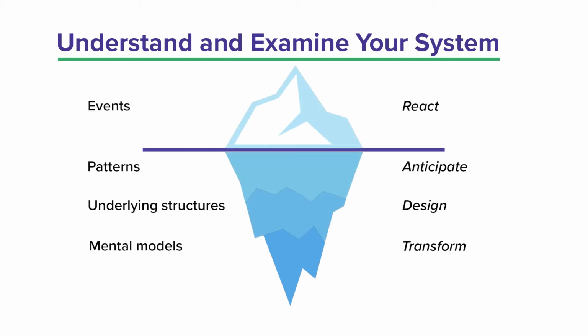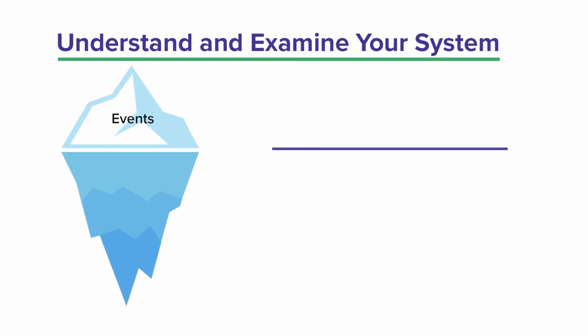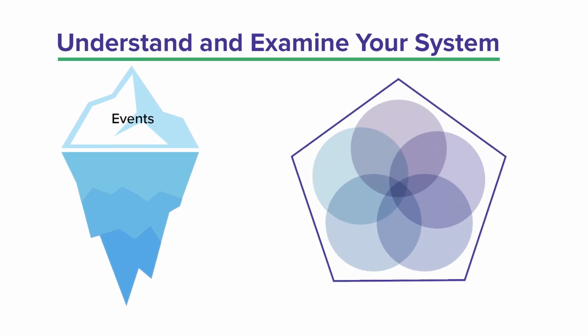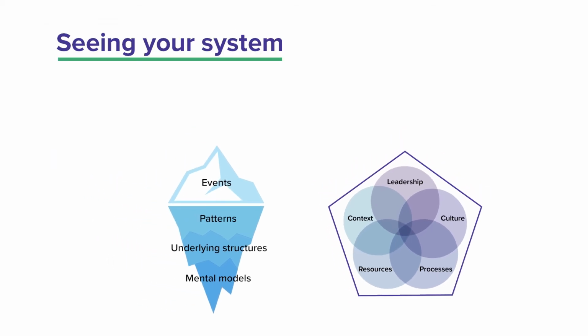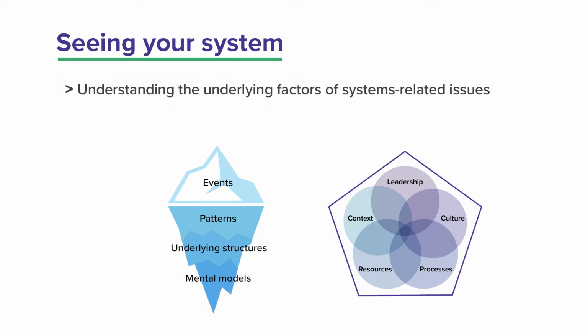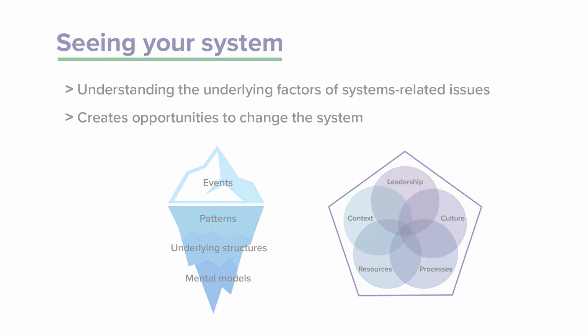To truly see your system, you need to look underneath the surface and understand what patterns, structures, and underlying beliefs permeate your leadership, context, culture, resources, and processes. This helps you understand what may be at the root of the problem that you're trying to solve. Seeing your system in this way and understanding the underlying factors of system-related issues creates opportunities for change.